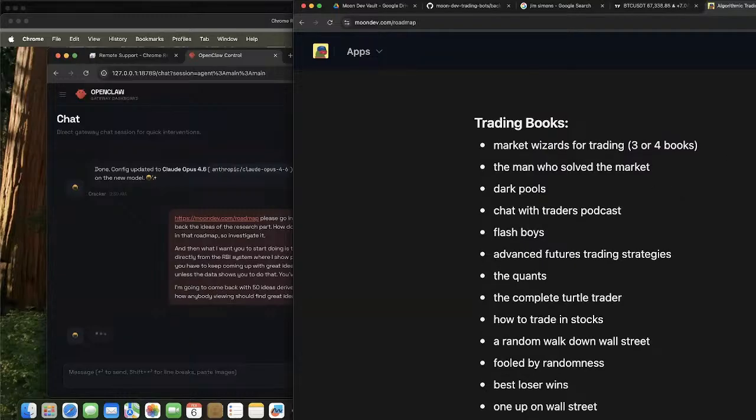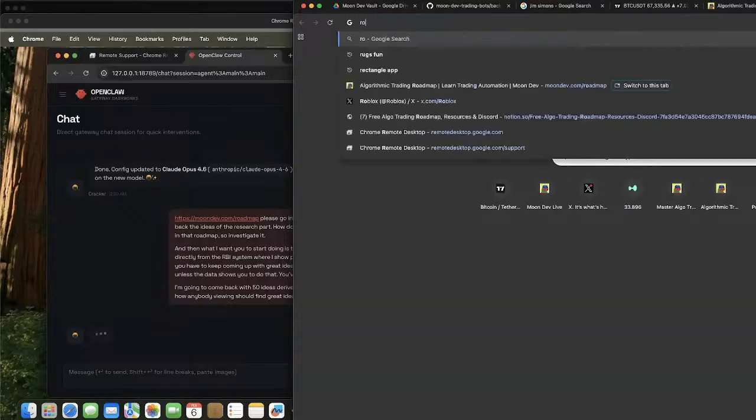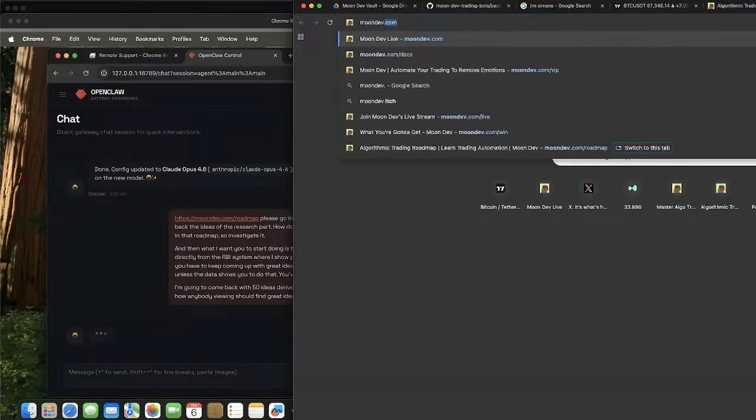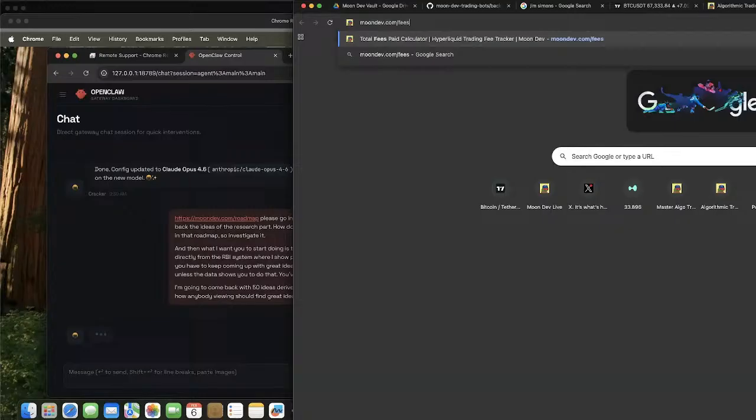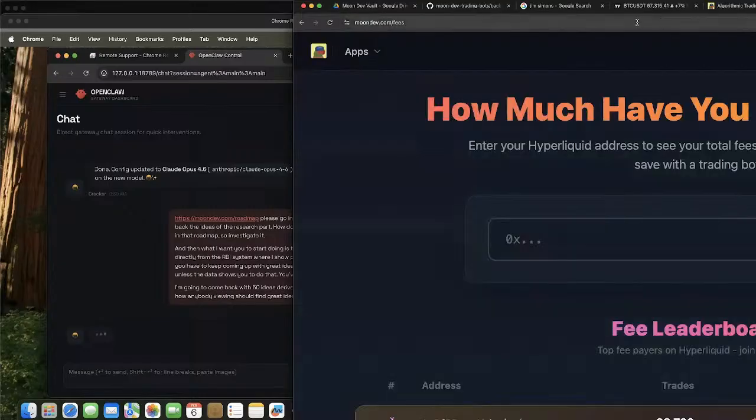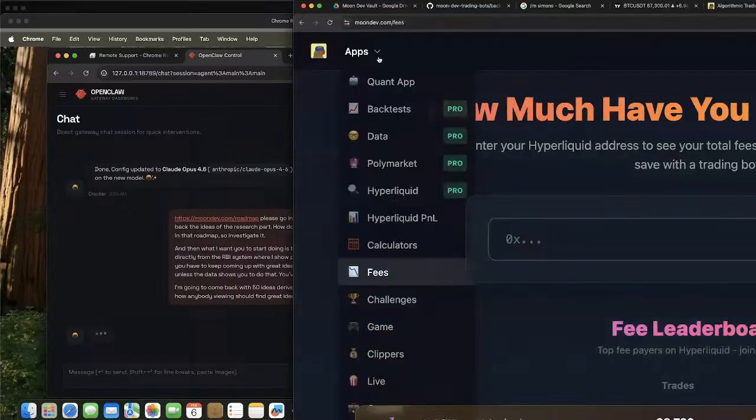And most people don't even know that. They don't even know how chopped up their game is by fees. moondav.com/fees/calculator. You can check your fees here.